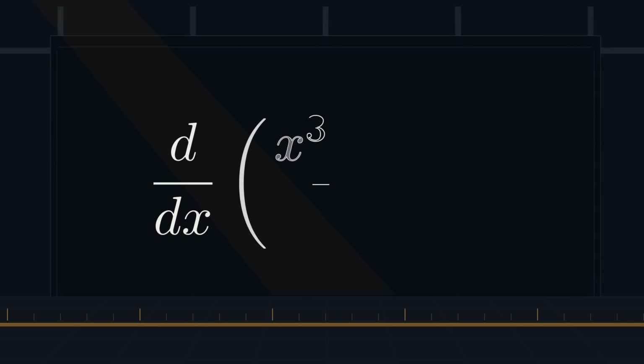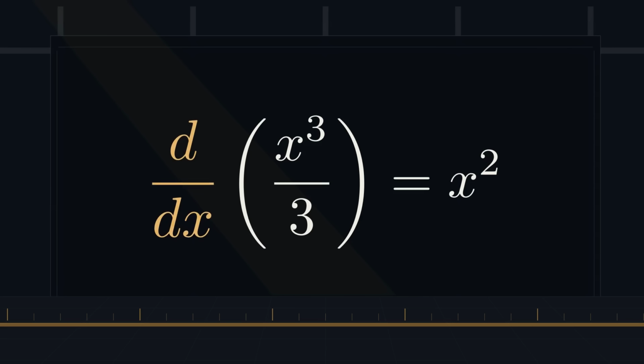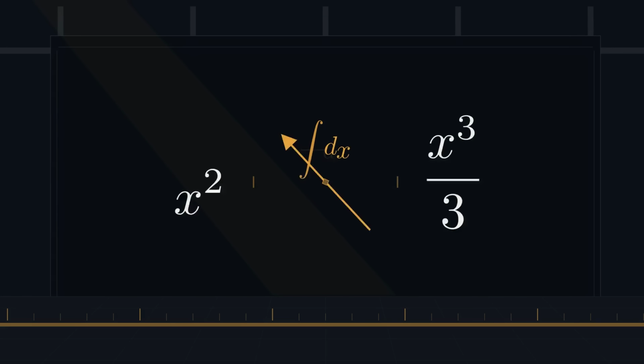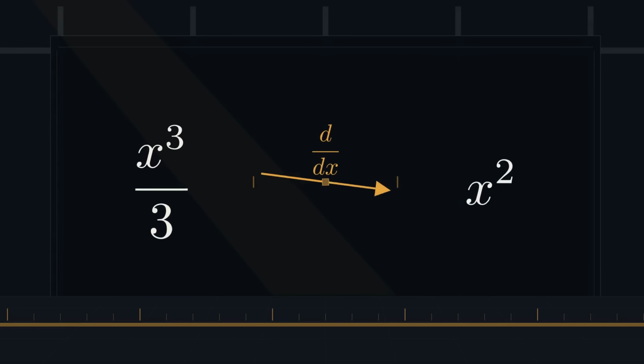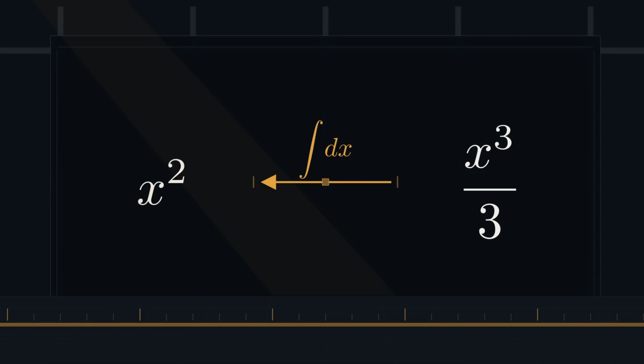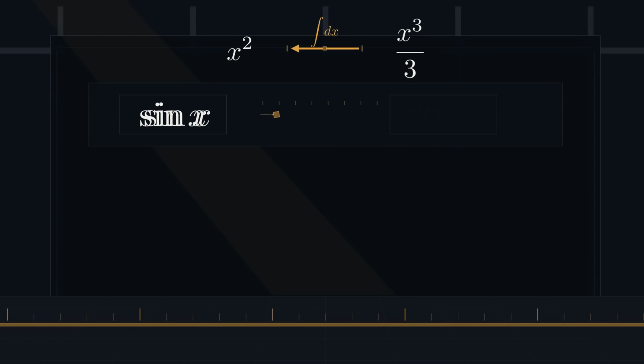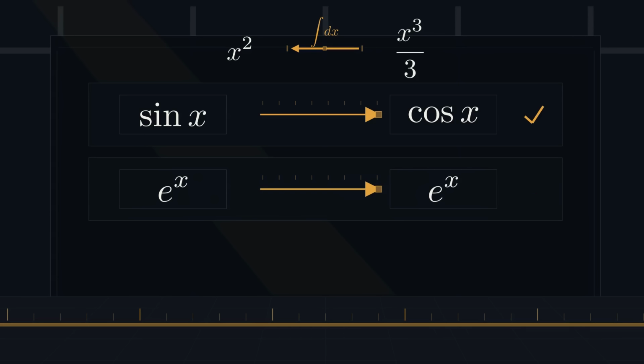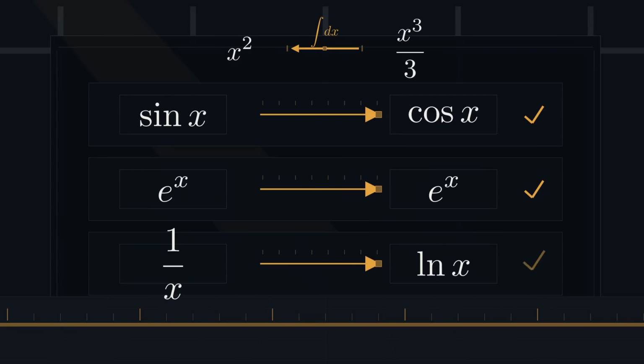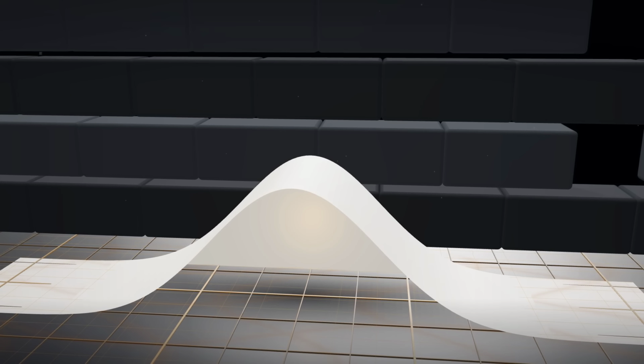When you learn to integrate, what you actually learn is how to run differentiation backwards. The derivative of x cubed over 3 is x squared. So the integral of x squared is x cubed over 3. Every integral anybody does at school works like that. You look at the thing in front of you, you recognize which derivative it came from, and you write the answer down. Now try that with our curve.